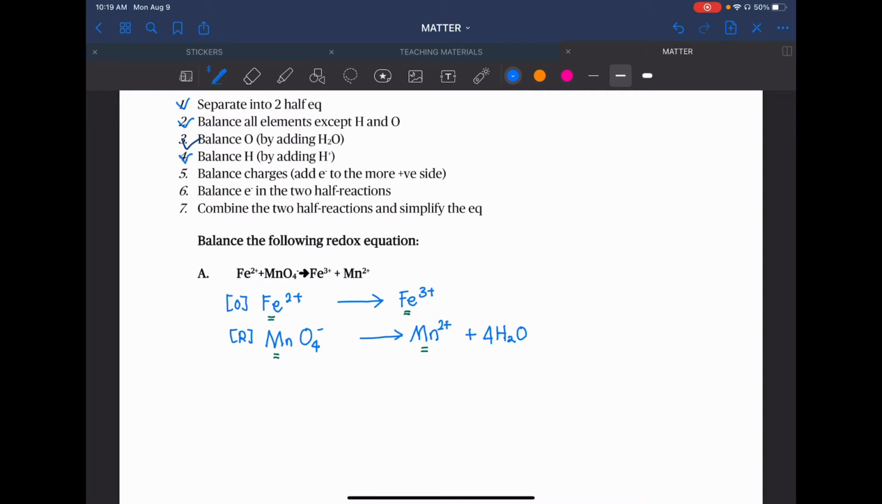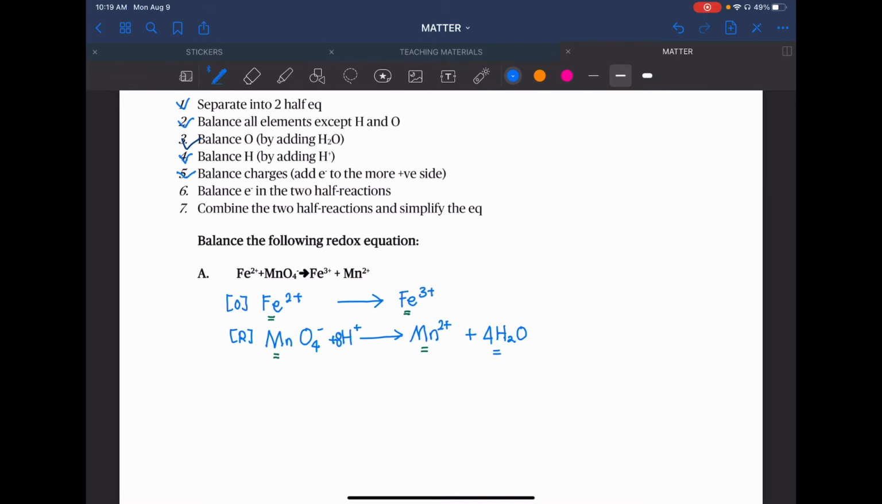Okay, step number 4. If you notice, when you add water, actually you are adding hydrogen as well. Tapi sebelah kanan, sebelah kiri, tak ada hydrogen kan? So we are going to add hydrogen. Okay, we are going to balance hydrogen by adding H+. How much? Since we have 8 hydrogen over there, so H+ is 8. Okay, so that is the fourth step. Okay, dah settle.